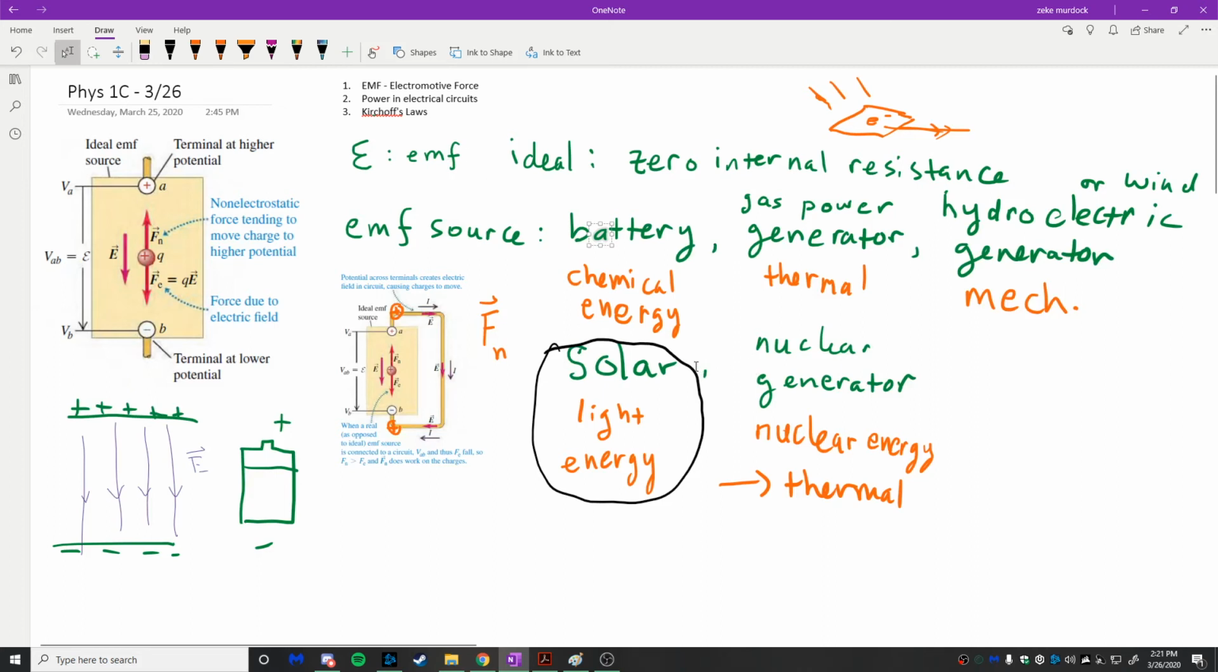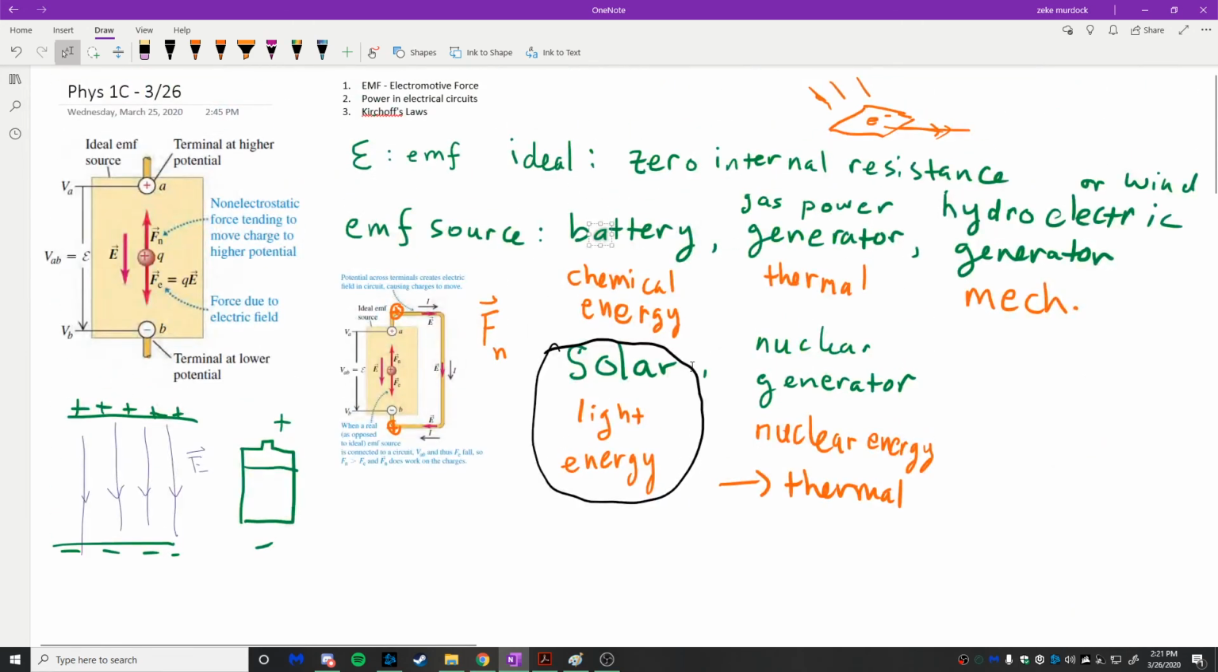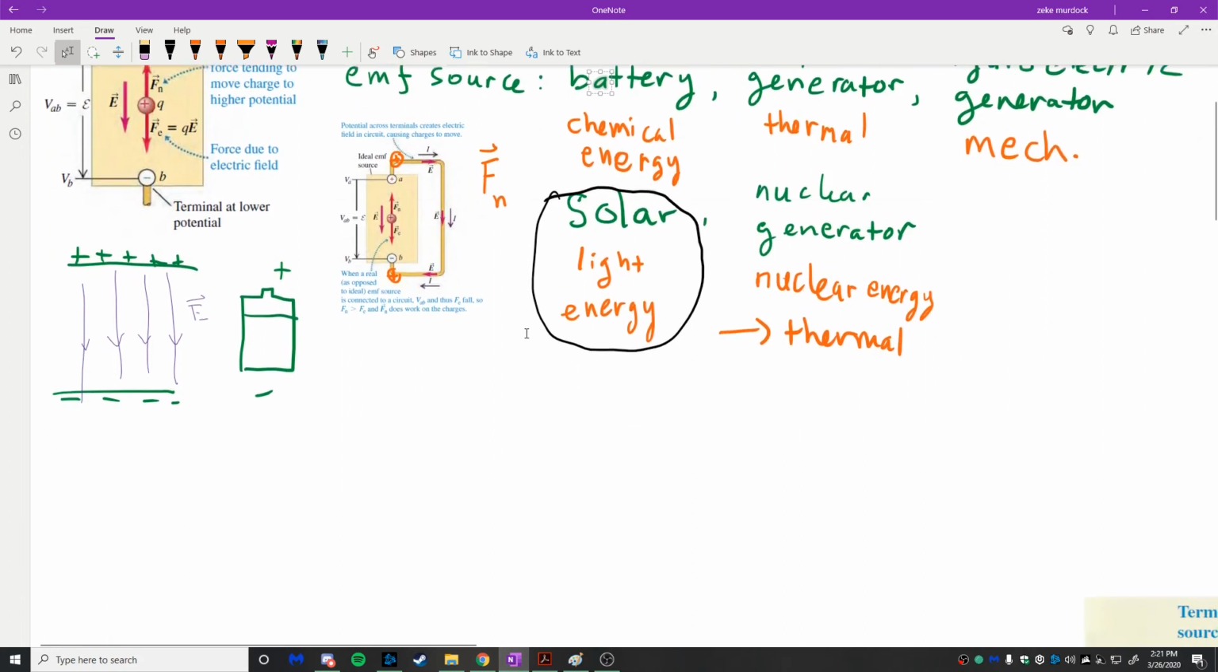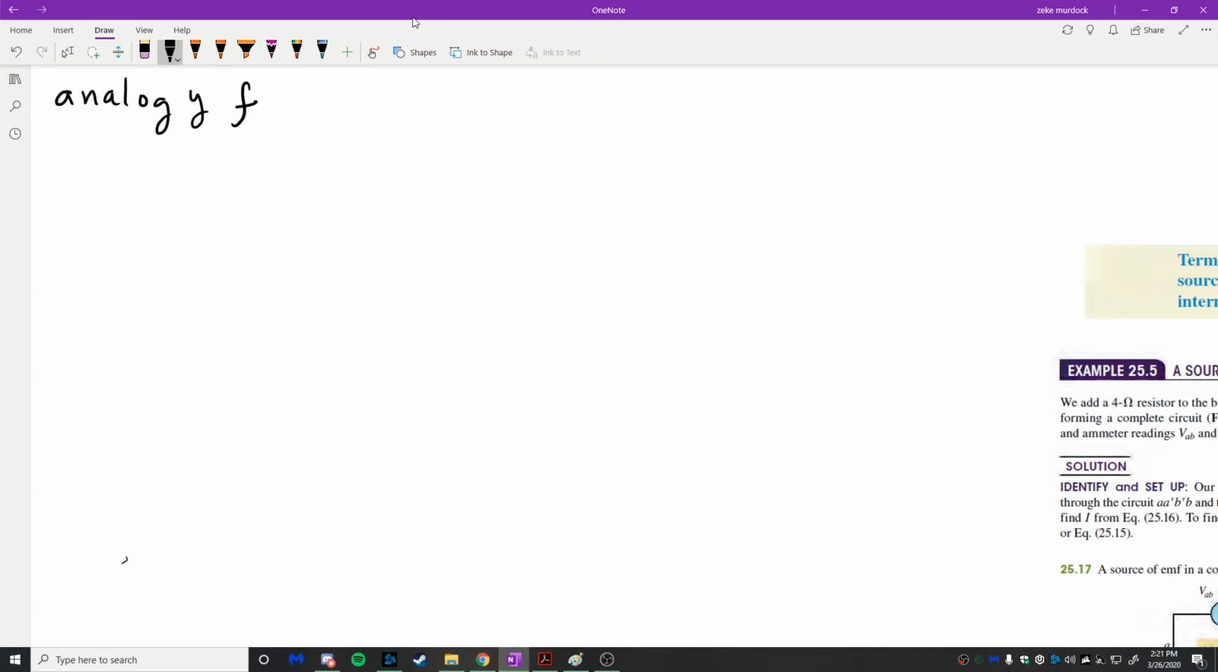All right. So the next thing I want to mention is how you can try to relate what this battery is doing to something that you might understand. This is an analogy that I like to use. It's a pretty common analogy that's used for an electrical circuit and a battery. So this isn't perfect, but it works pretty well.